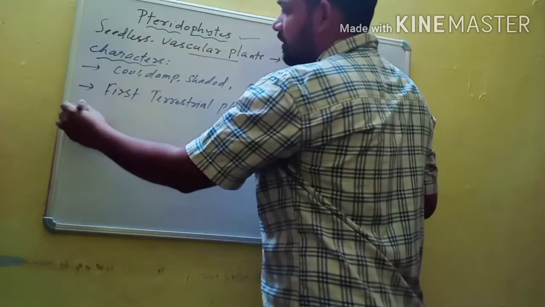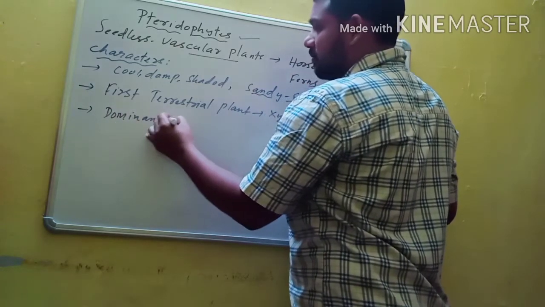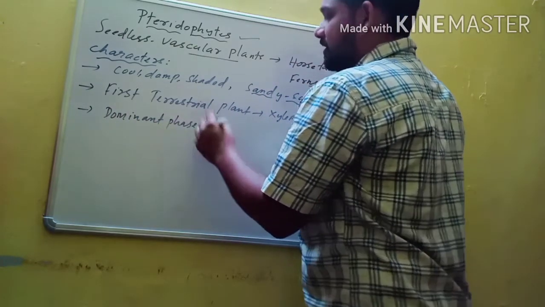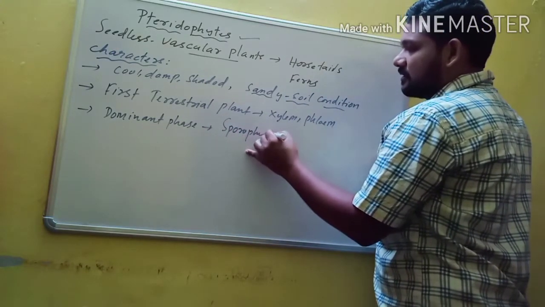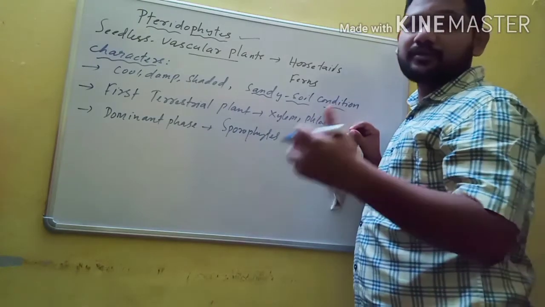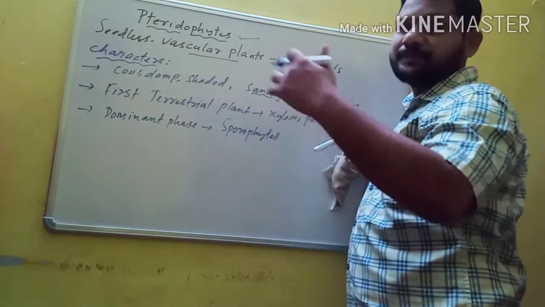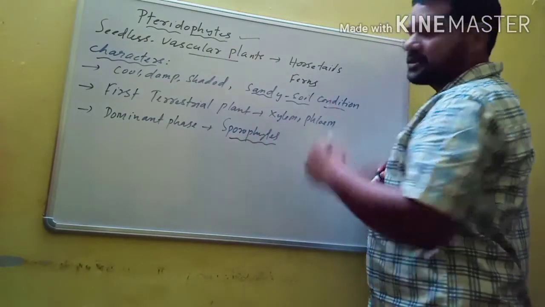The dominant phase of pteridophytes, or the main plant body, is the sporophyte. Whereas in bryophytes, the main or dominant phase is the gametophyte. Gametophyte is the main plant body in bryophytes, but in pteridophytes, the main plant body is sporophyte.